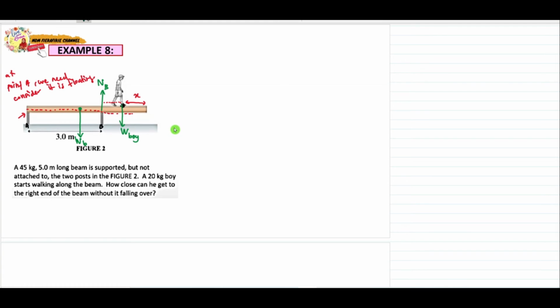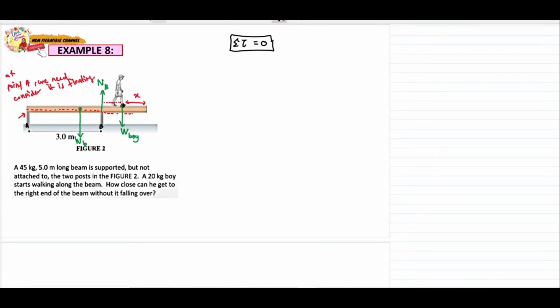Okay, so sekarang kita nak kira X kan. So I will use total torque is equal to 0. Kita still consider that the system is equilibrium. Maknanya sebelum budak itu jatuh kan, sebab soalan kata how close can he get to the right end of the beam without it falling over. So without it falling over tu, sebelum dia terjatuh lah, we consider still balance. Tapi kita kena assume yang ni at point A ni dia dah terangkat sikit, dah start to float. So kita kena consider macam tu.